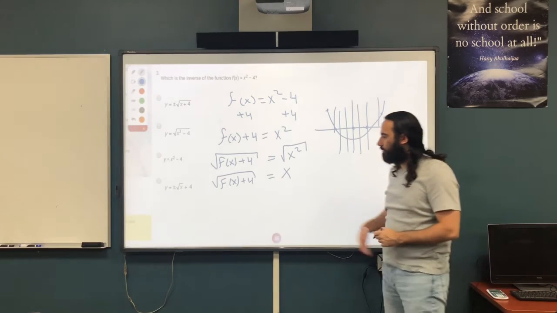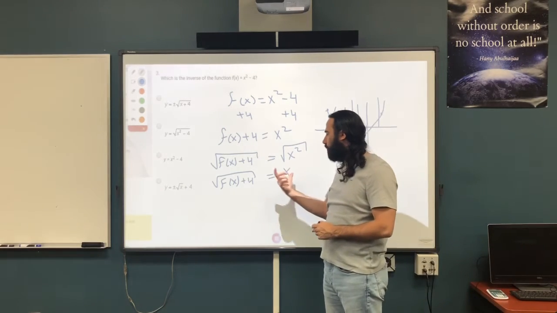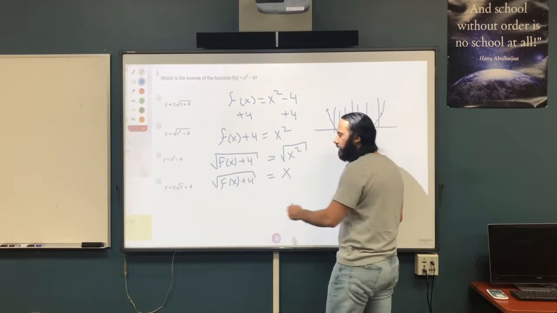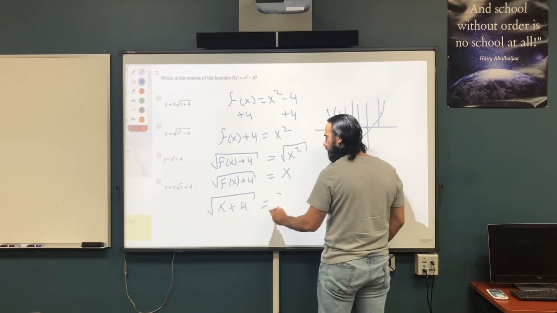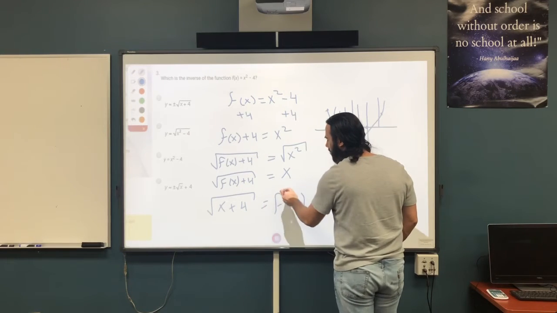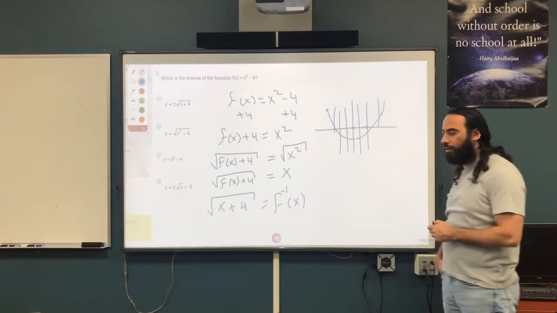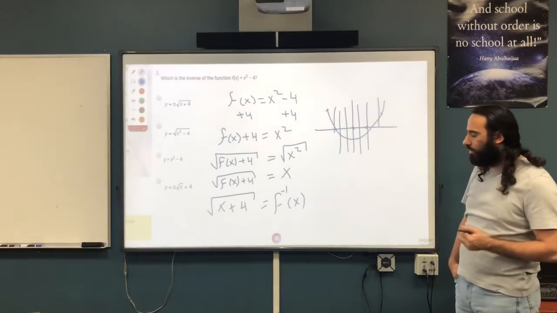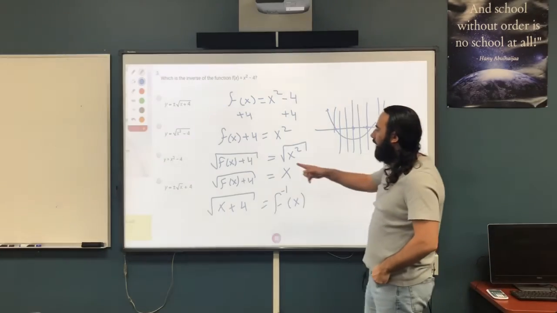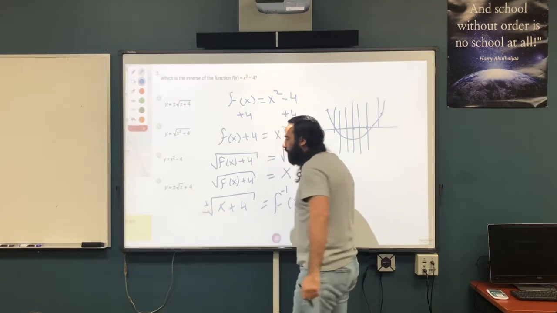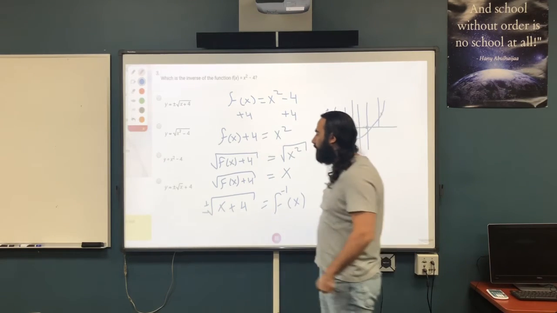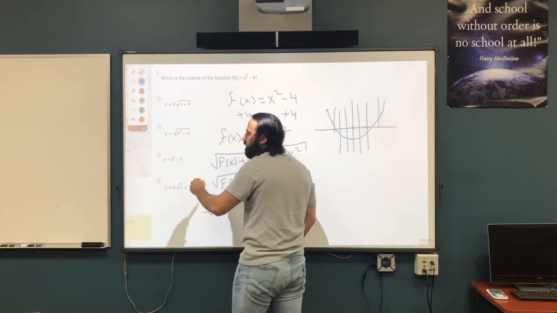Now, of course, the second step, if you remember, we switch between x and f(x). So it's going to be the square root of x plus 4 equals f(x), and of course, to the power of -1, which means the inverse. The inverse of f(x) is the square root of x plus 4, of course, positive, negative, and the answer would be the first one. Okay?